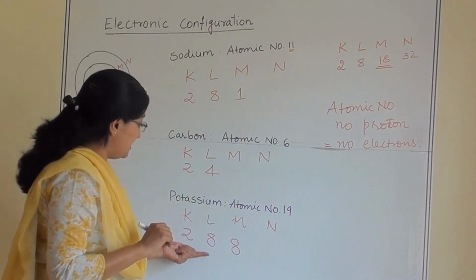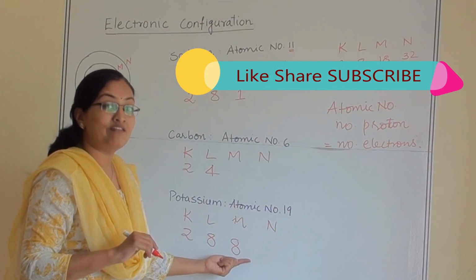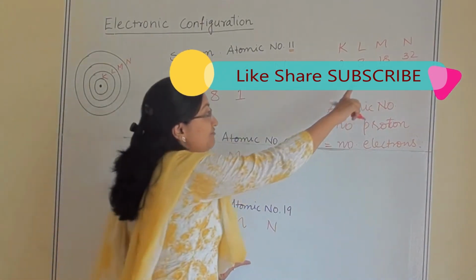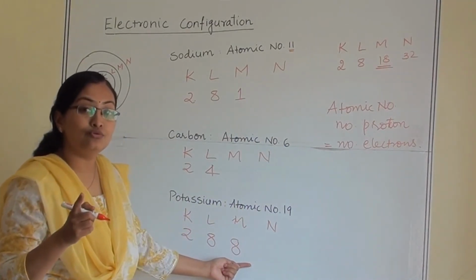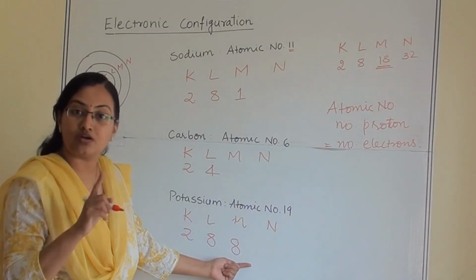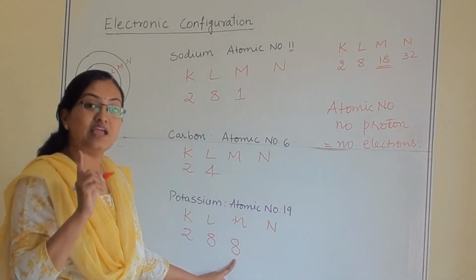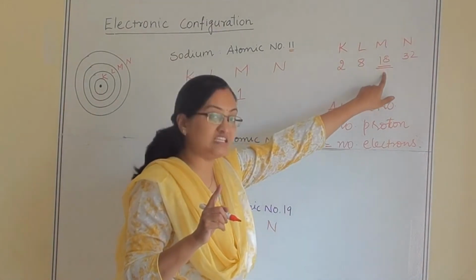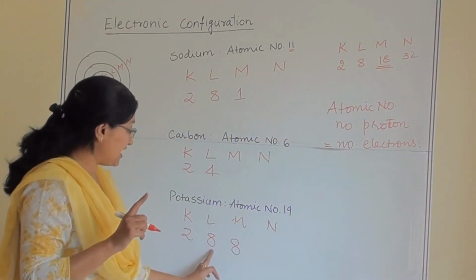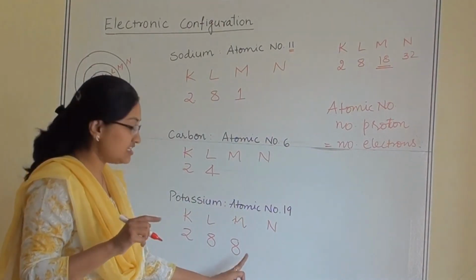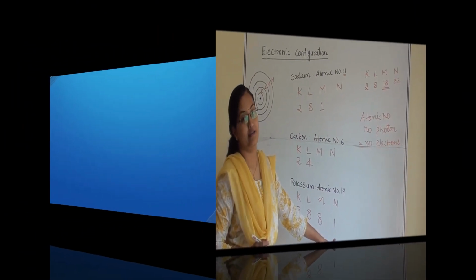Again, here we have written 2, 8. Now the leftover electrons are 9. But the capacity of M is 18. Yes, that is correct, but according to our rule 2, we cannot keep more than 8 electrons in any of the orbits. So we will write here only 8, even though the capacity is 18. And how many are left? 2, 8, 8, that is 18. Only 1 is left. So 1 will go to N.